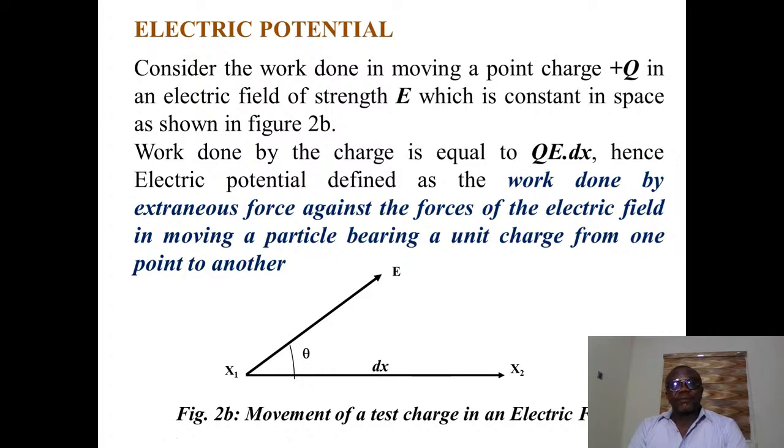Electrical potential. So if we consider the work done in moving a point charge, like we have seen in figure 1, moving a point charge plus Q in an electric field of strength E, the work done is Q E dx. Hence, electric potential is defined as the work done by the extraneous force against the forces of the electric field in moving a particle bearing a unit charge from one point to another.